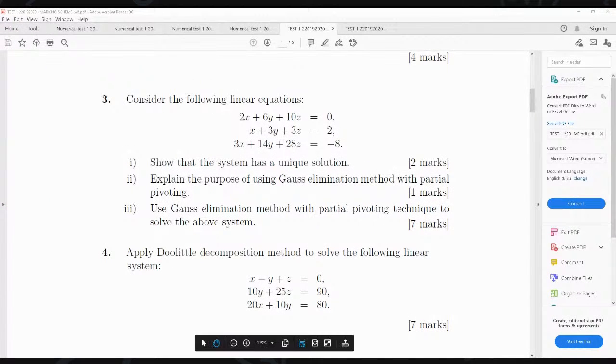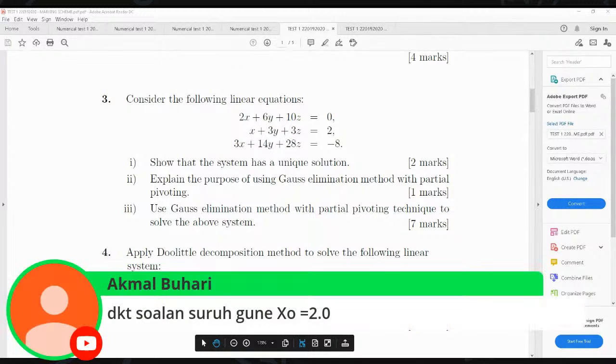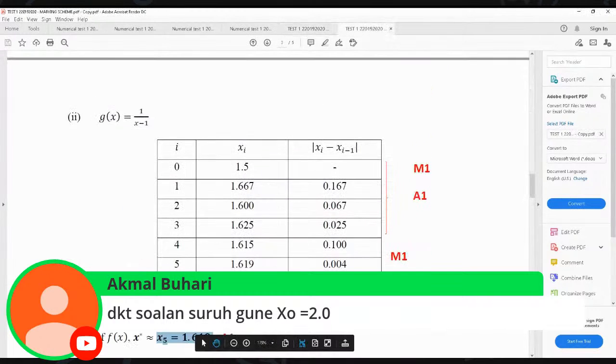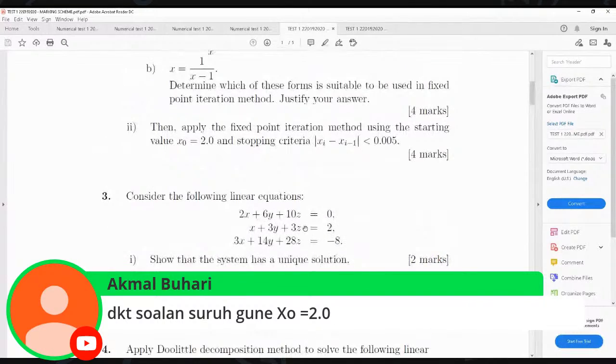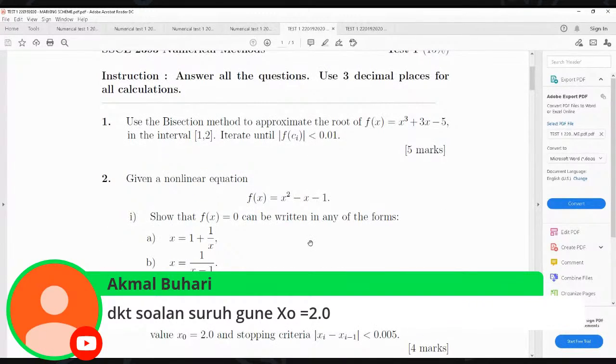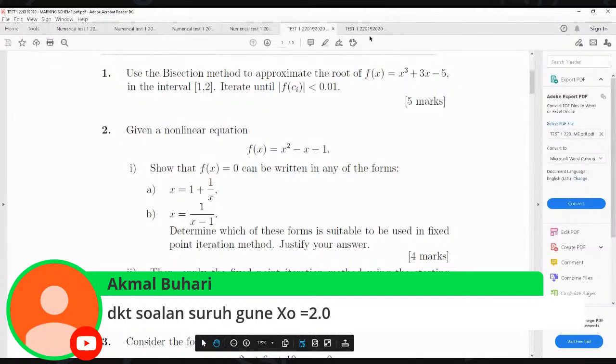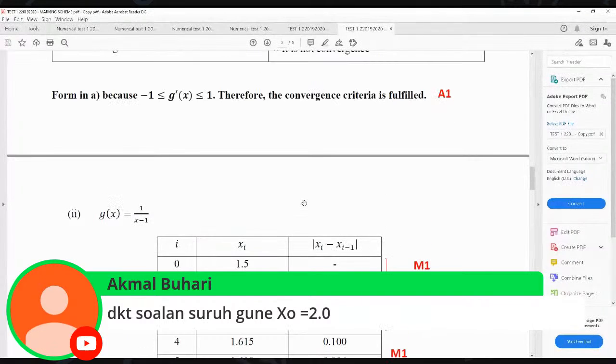So now, there is a question here. I want to answer this question. The question says to use x not equal to 2.0. So you need to use 2.0. Now let's go back to the question. In the question, yes, they ask you to use 2.0. So you use 2.0 and then fill in the table. The table now, 2.0.